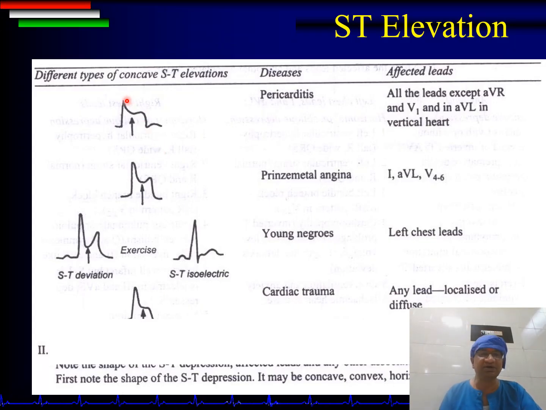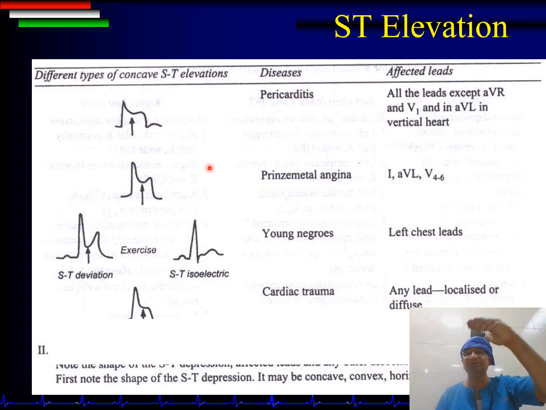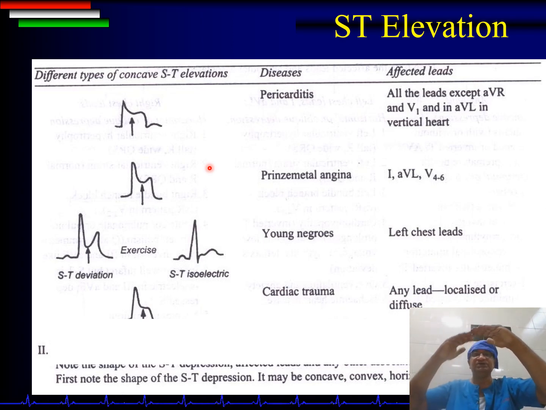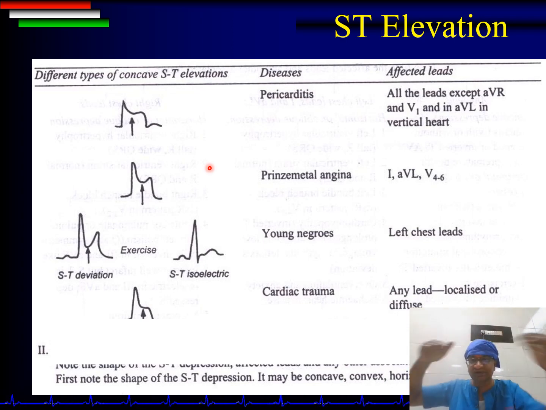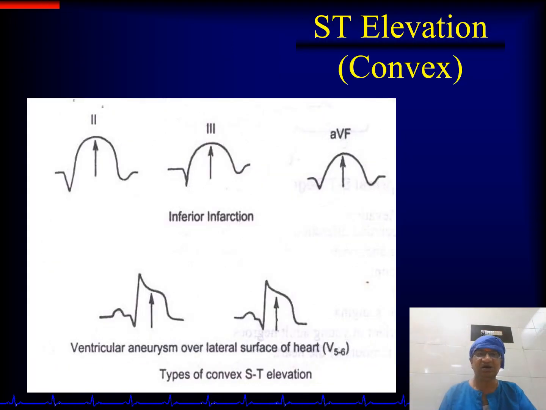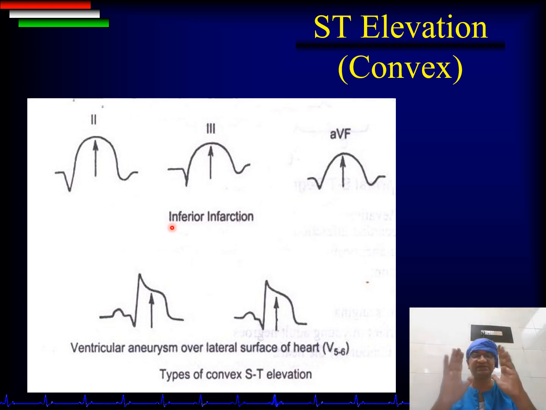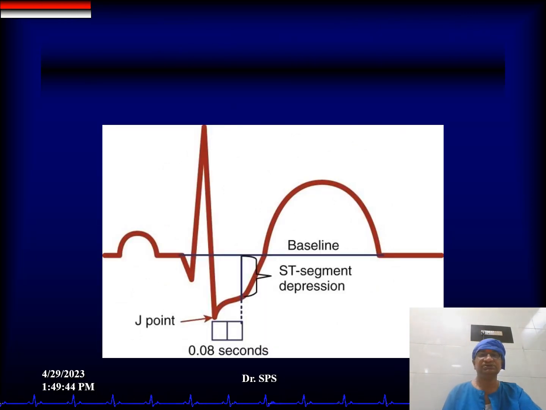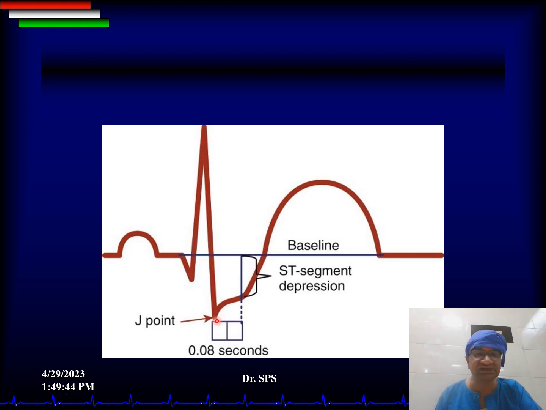Now there are concave ST elevations and convex ST elevations. ST elevation of more than 2 millimeters from the baseline, so it is convex like this or concave like this. It may be pericarditis or Prinzmetal's angina, or it may be convex. This is the classical infarction. Convex, and if it is persistent like this, after some time there is development of aneurysms. So this is the ST segment and this is the J point.